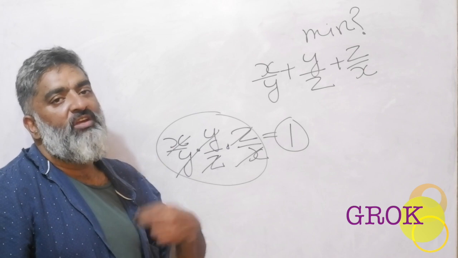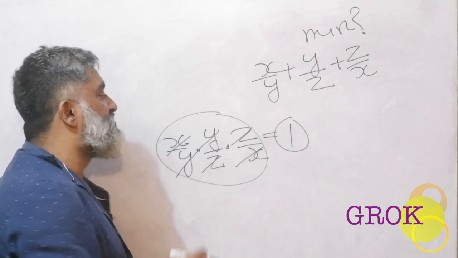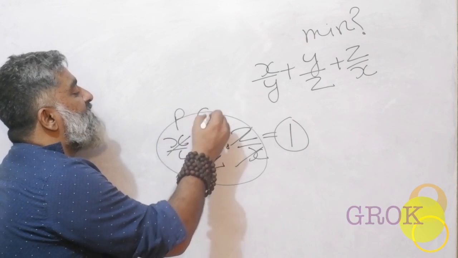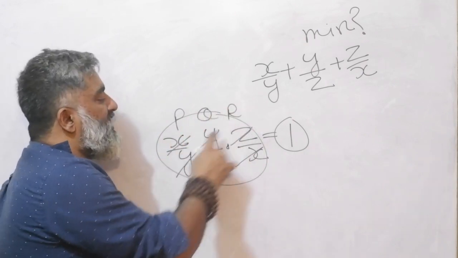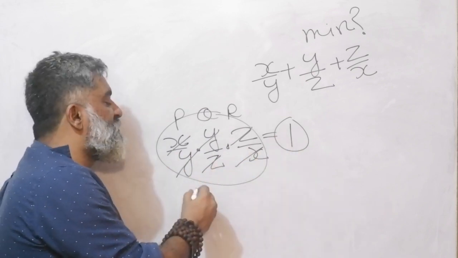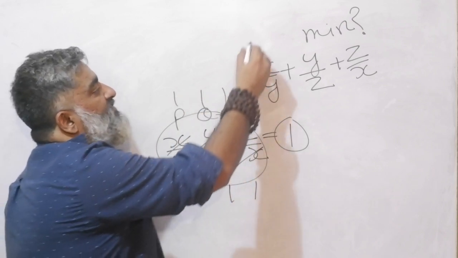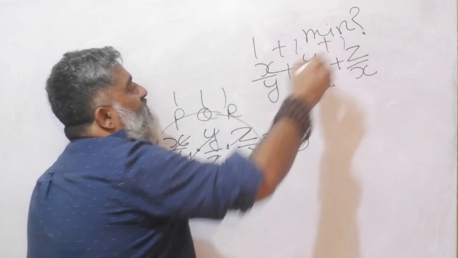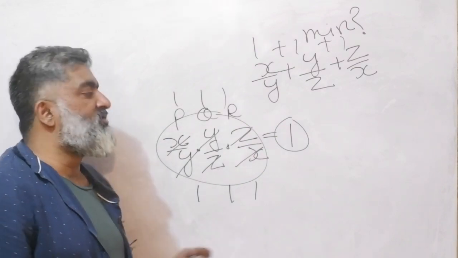Now you can go for your AM-GM story, or you can go for the variables being equal to each other story. Remember, the variables are P, Q and R, not just x, y and z. So name the variables P, Q and R. The product is equal to 1. You want them all to be equal to each other. So 1, 1, 1. P is 1, Q is 1, R is 1. That means 1 plus 1 plus 1 is what I am thinking of. That means our minimum sum is going to be equal to 3.